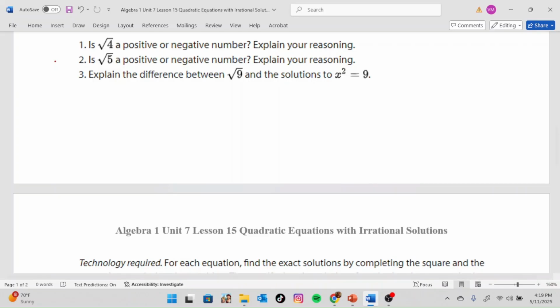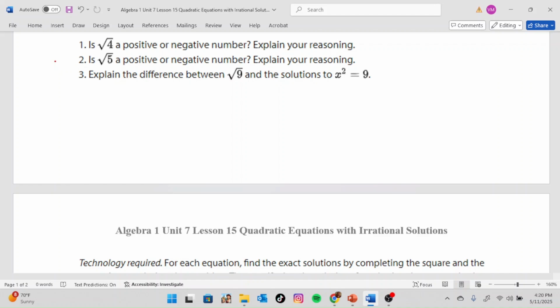Practice problem number 3 is going to help explain to you some of the generally accepted practices when it comes to writing and reading mathematical symbols. So number 1 and number 2, I'm actually going to answer together. Number 1 wants to know if the square root of 4 is a positive or negative number. And number 2 wants to know if the square root of 5 is a positive or negative number.